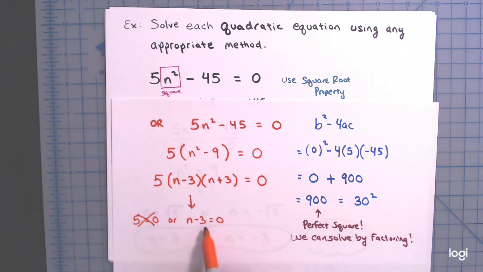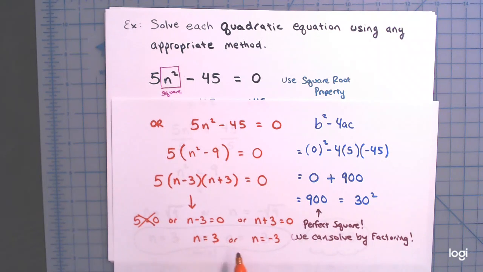Or one of the other factors, the n minus 3, could be 0. And from this equation, I would add 3 to both sides. We get a possible solution of n equals positive 3. Or this other factor, n plus 3, could be 0. And then subtracting 3 from both sides, solving that for n, we get n equals negative 3. So what we're getting here is n equals 3 or n equals negative 3. And I already had those up on the previous page. You check them back in the original equation. They both work. Okay? Great.